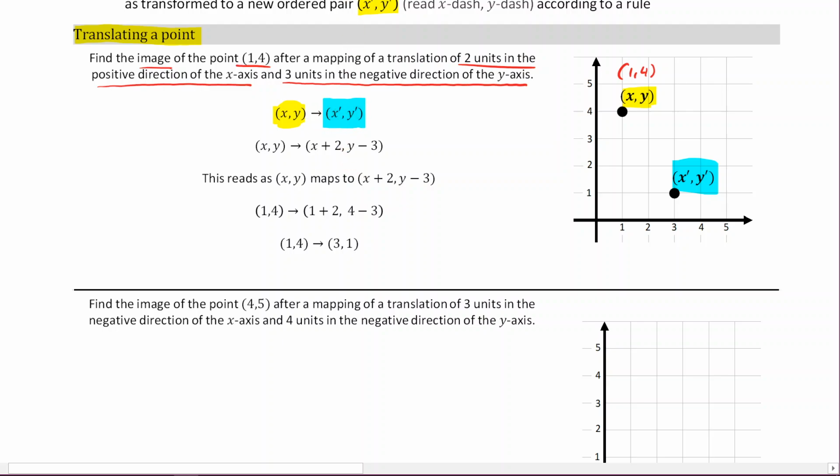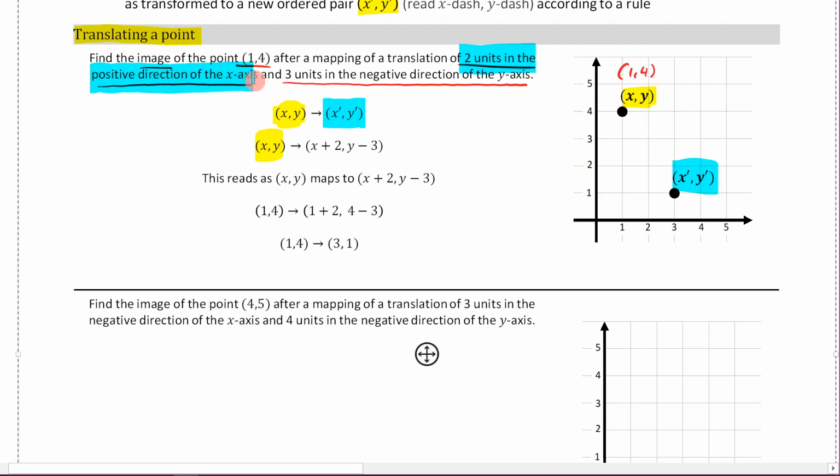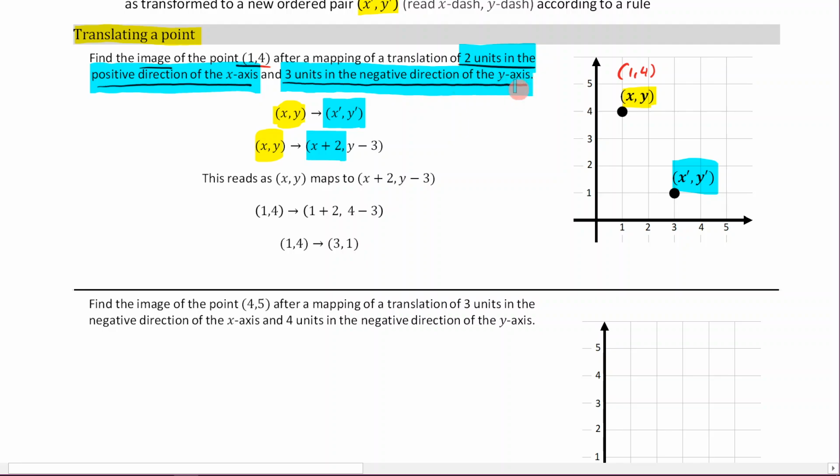What we then do is we rewrite this sentence. We're starting with our original point. Now, can we say anything specific about this new point based on the description we've been told here? Do we know anything about what x dash is going to be? And we do, because we've been told that it's 2 units in the positive direction of the x-axis. That means x dash is going to be x plus 2. And so too for y dash. We know that our y dash is going to be 3 units in the negative direction of the y-axis. So that means it's going to be y minus 3. So y dash is y minus 3. Now this reads as x dash maps to x plus 2, y minus 3.